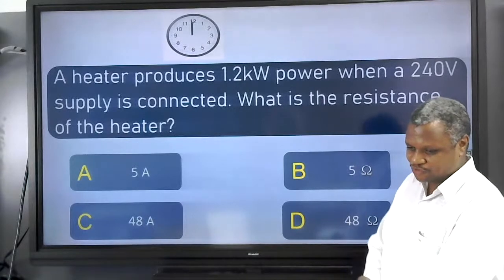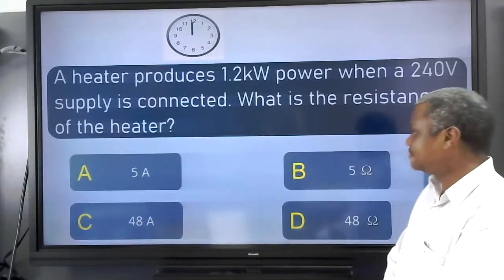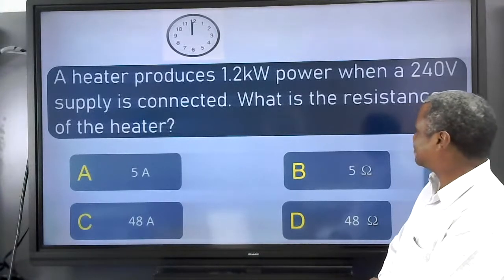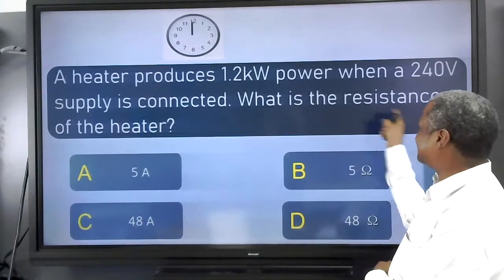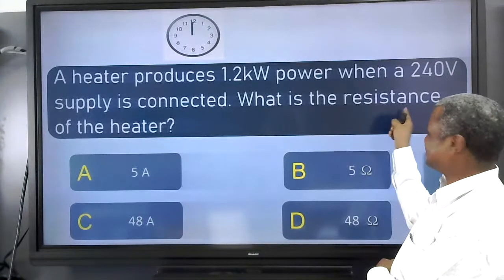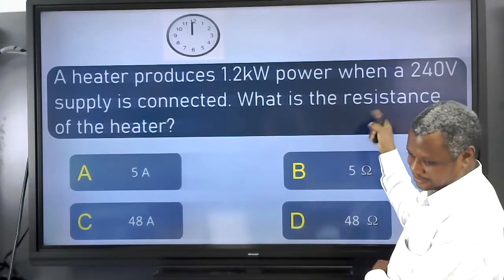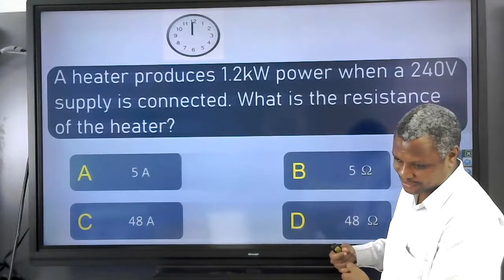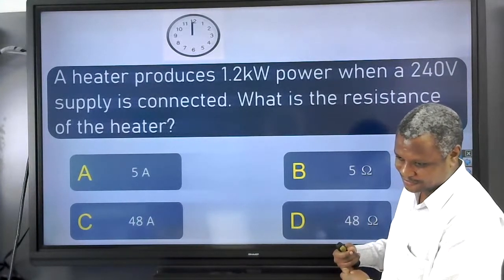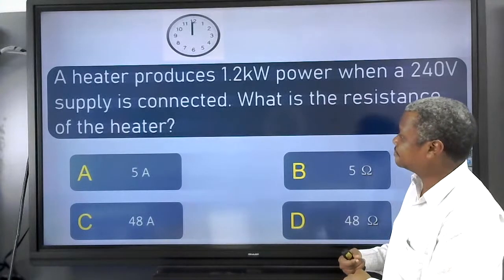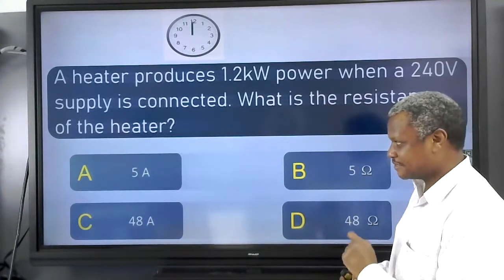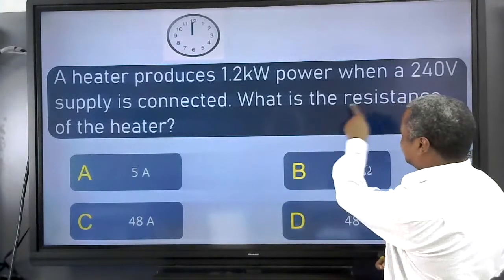And part 3, room 1, number 39. A, which is 5 amperes. What is the resistance? Not the current. What is the resistance? Check the unit. One more time. Check your units. Not the current. Those who are saying A, check your current. We don't want the current. We want the resistance.